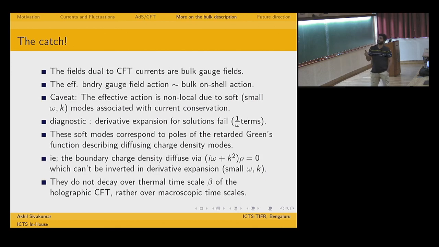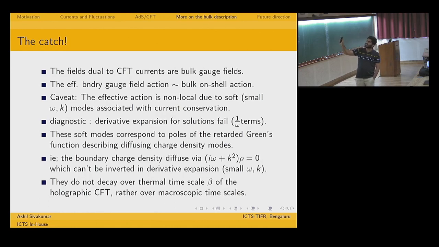And a bit more about the specifics. The fields dual to CFT currents are bulk gauge fields. The effective boundary gauge field action is the same as the bulk on-shell action. So there is a bulk gauge field, and there's a boundary gauge field. Boundary gauge fields, from the CFT perspective, were the sources in the CFT, and when you move into the bulk, they turn out to be bulk gauge fields which take the boundary values as you go to the boundary. Right? Yeah.